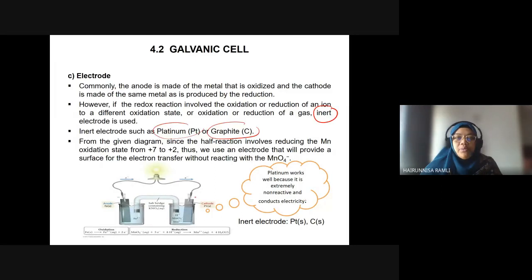However, if you really build a galvanic cell in real life, we rarely use platinum. We mostly use graphite. Why? Because platinum is very, very expensive. Okay, it is indeed good though.